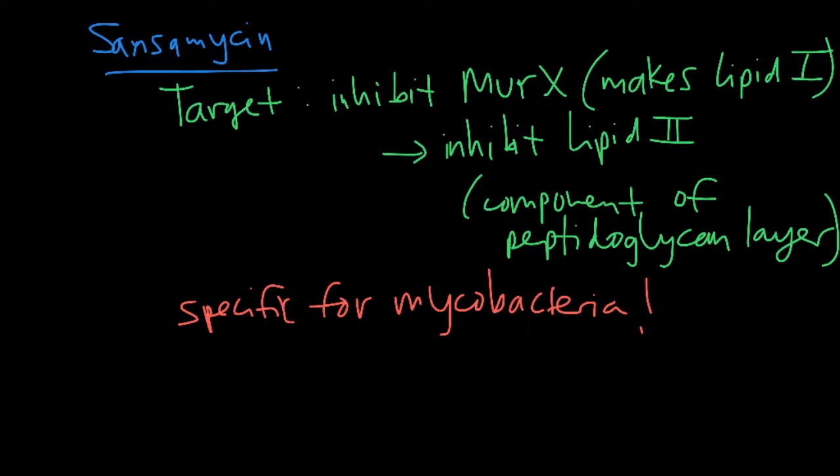This drug is specific for mycobacteria, so researchers have tested it against other cell lines like bacteria or other species, and xanthomycin was found to be either inactive or only very weakly active. So basically, xanthomycin inhibits MER-X, which makes lipid 1, which makes lipid 2, which makes the peptidoglycan layer. And if you stop the production of the peptidoglycan layer, then you stop mycobacterial cell wall synthesis. Xanthomycin is specific for mycobacteria, so it may or may not work for other cell lines.